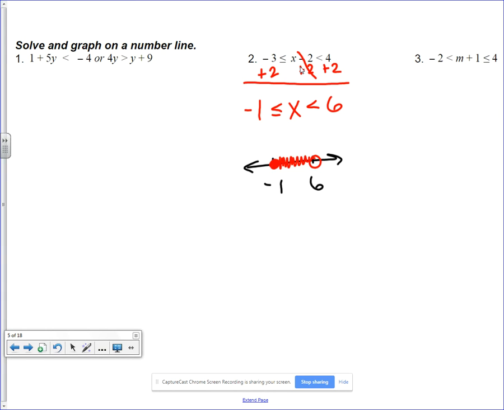Thank you. Number 3 is the same way. The m is in the middle. Y'all see that m in the middle? So let's get it alone in the middle. Subtract the 1. -3, m, and +3, he says. How's everybody doing? Is this logically making sense with what we're doing here?